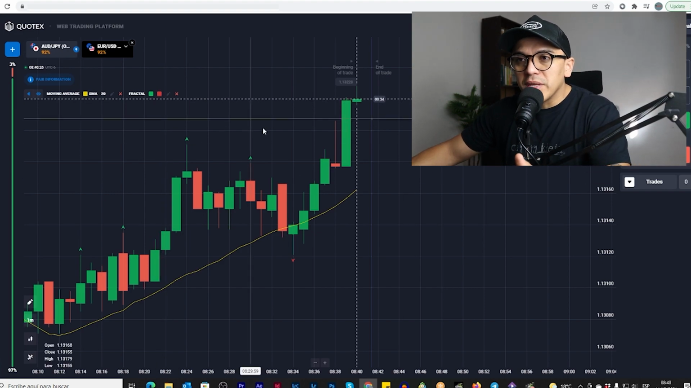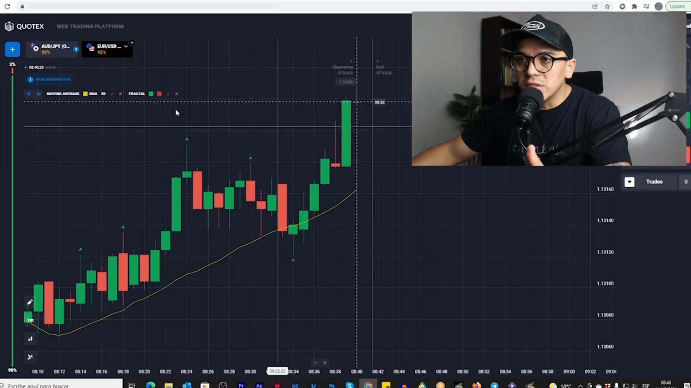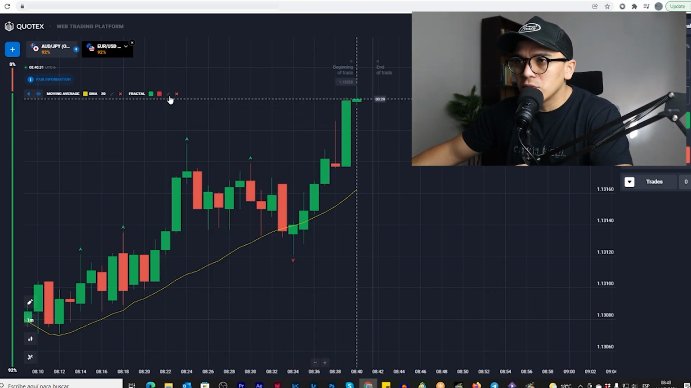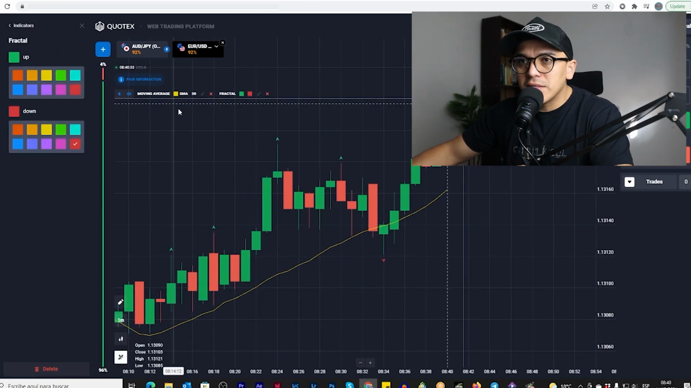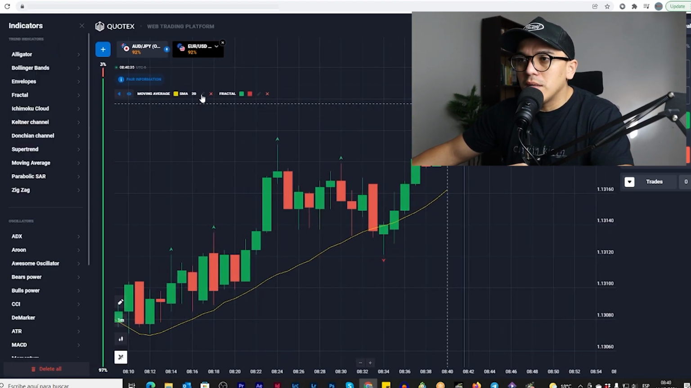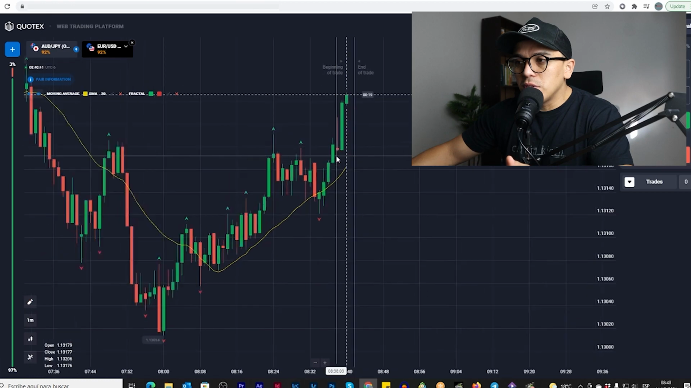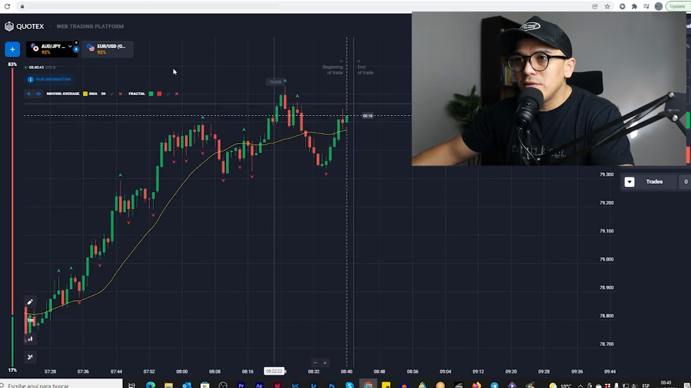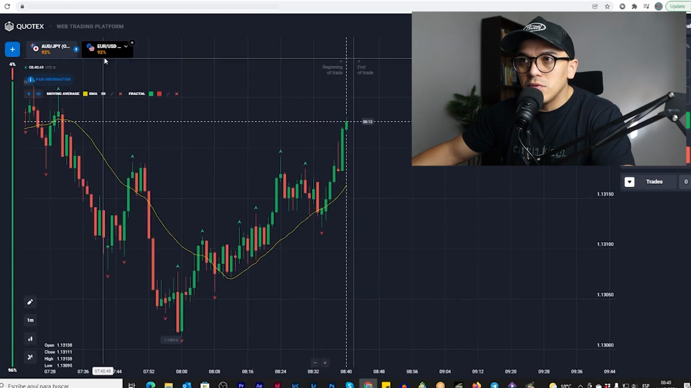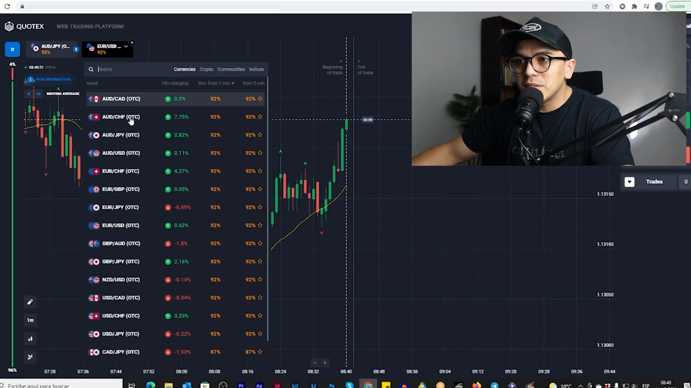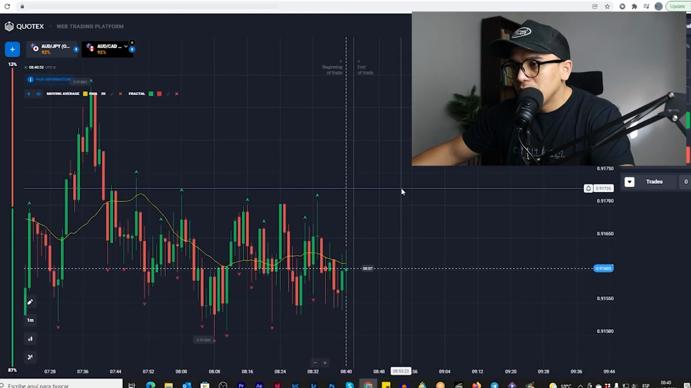So let's explain how to use and how to work this strategy. We are going to use two indicators. One is going to be the fractal indicator, and the other is going to be a simple moving average, period 20. These are both indicators we are going to use, and we need to find a good scenario to trade, to see what is the best opportunity for me.